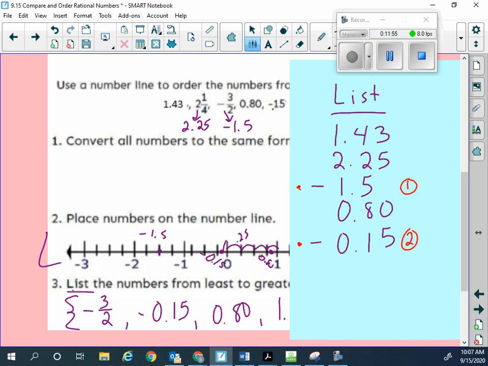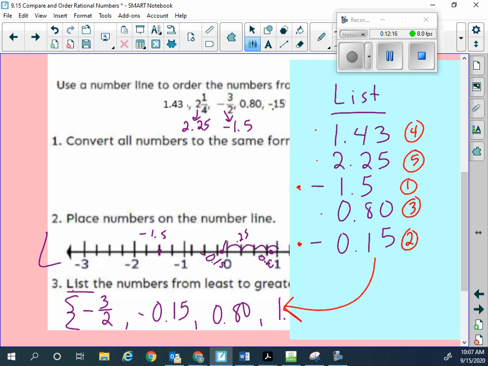Okay? Now I can look at the rest of these. I've got a 0, a 1, or a 2. Which one's the smallest? The 0, so that one would come third, that one would come fourth, that one would come fifth. And then I can rewrite them all just like we did before.